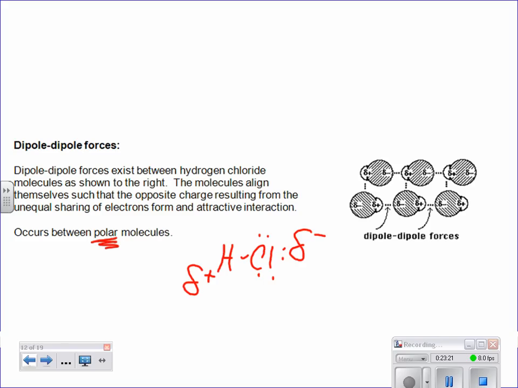So when another hydrogen chloride molecule comes along, who's going to want to hang out next to the positive? The negative. So you have hydrogen chloride, and there's an attraction there between the negative and the positive. So there is actually an attraction holding those things together, and opposite charge resulting from attraction between those guys. Okay, so this one's definitely going to be stronger than your London dispersion forces.